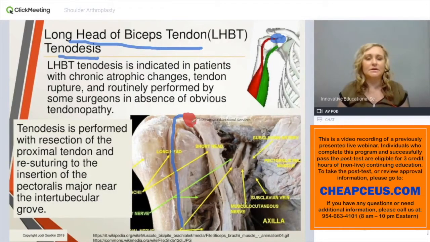So the research is showing that what some of the physicians are doing is taking this biceps tendon off of the supraglenoid tubercle, and moving its insertion more distal here, closer to the lats and the pecs in the intertubercular groove. So now it's just going to be an elbow flexor. And the research seems to be saying that when they do this, it alleviates some of the anterior shoulder pain that some patients were experiencing.